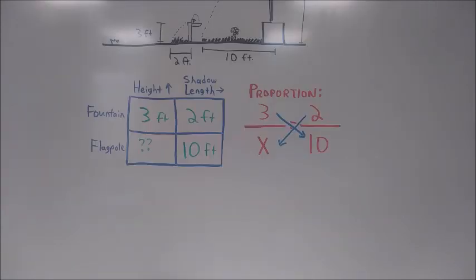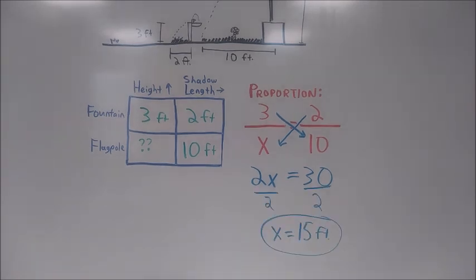If we want to find our unknown, all we need to do is use cross multiplication and then solve the one-step equation that results. 2 times x equals 2x, and 3 times 10 equals 30. If we divide both sides of the equation by 2, then we see that x, the unknown height of the flagpole, is 15 feet.